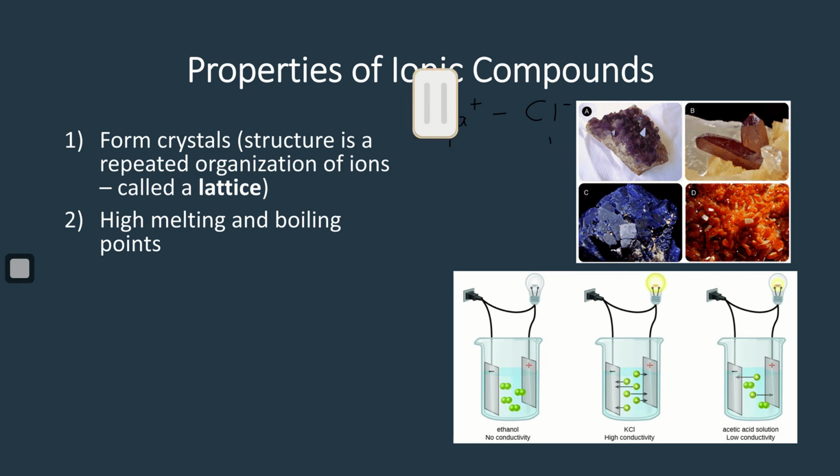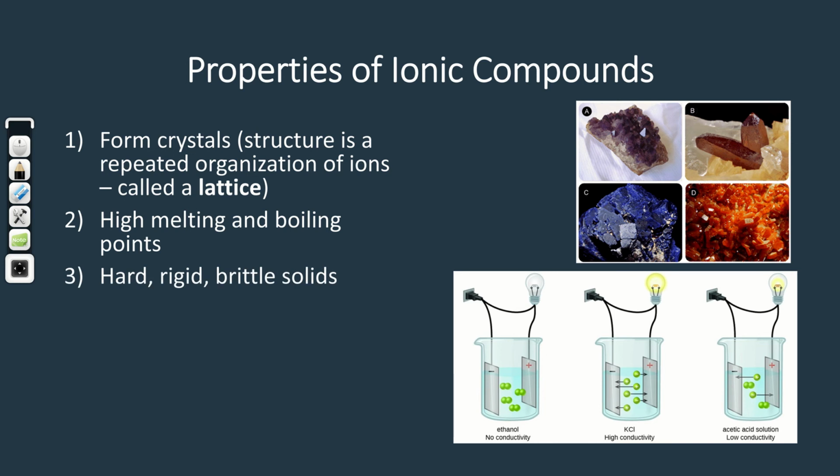All right? Ionic compounds have high melting and boiling points, so they will generally be solids initially. Okay. They are hard, rigid, and brittle solids. Okay.